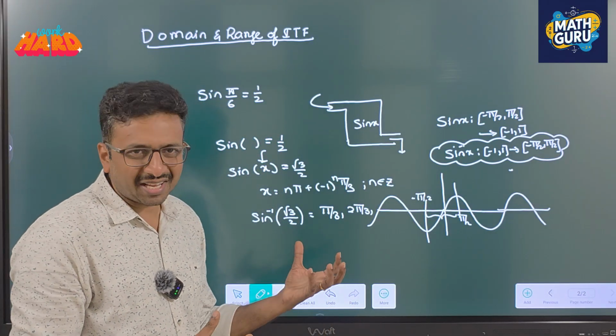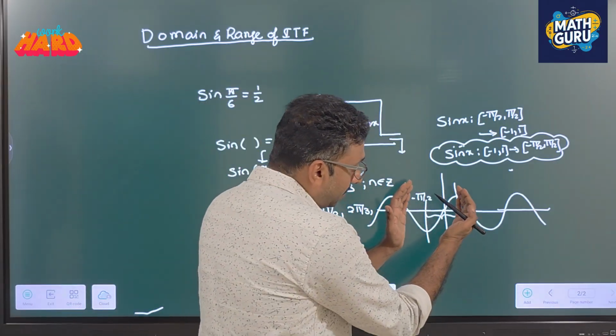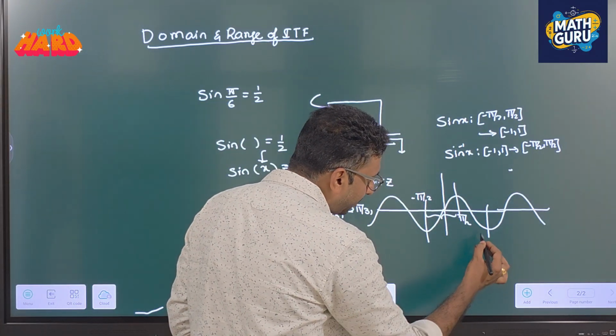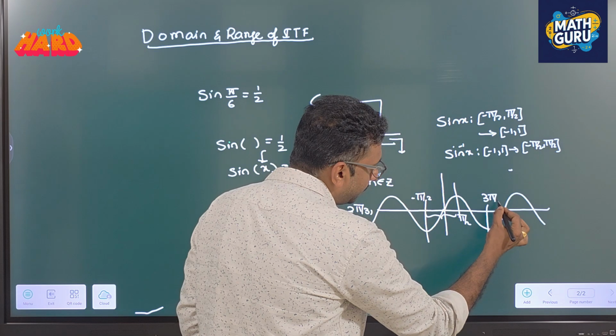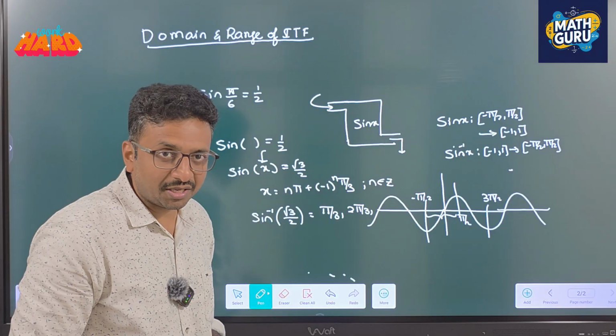So this is a general convention. There is no hard and fast rule that you have to take only minus pi by 2 to pi by 2 to make it bijective. You can also restrict the domain from pi by 2 to 3 pi by 2. With this domain also, the function will become bijective.